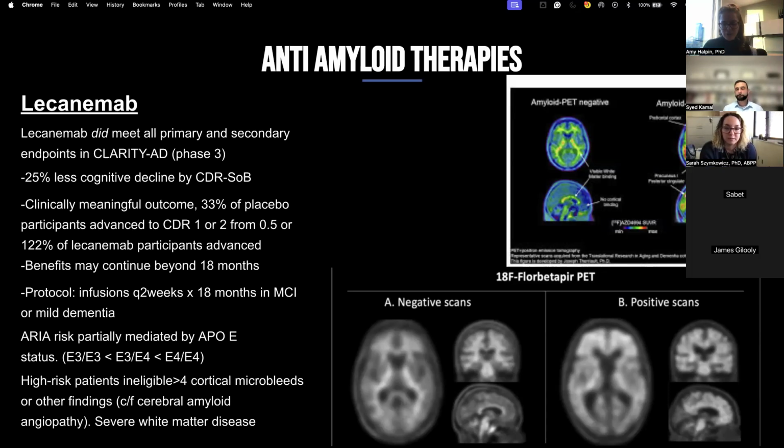I have a few questions, but I wanted to open it up to the rest of the group and see if anyone has any questions, comments, reflections, anything that they have noticed with their patients and these medications. Take that as a no.